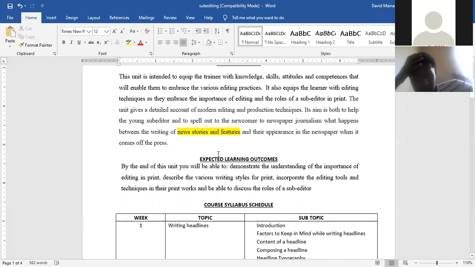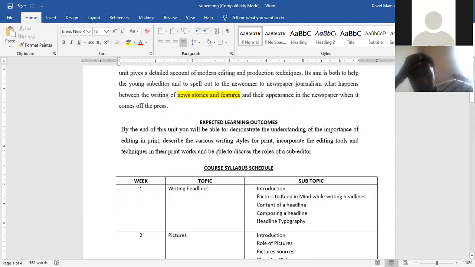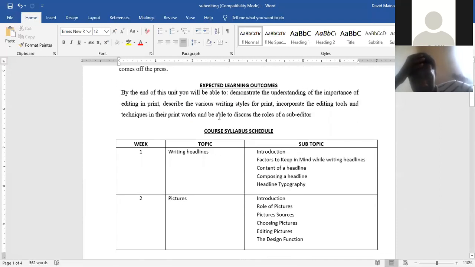So what are we expecting, or what outcome at the end of this course? What will change, or what will happen? By the end of this course, you will be able to demonstrate the understanding of the importance of editing in print. You'll be able to know why I should edit a news story, or why I should edit a copy, and the importance of such.